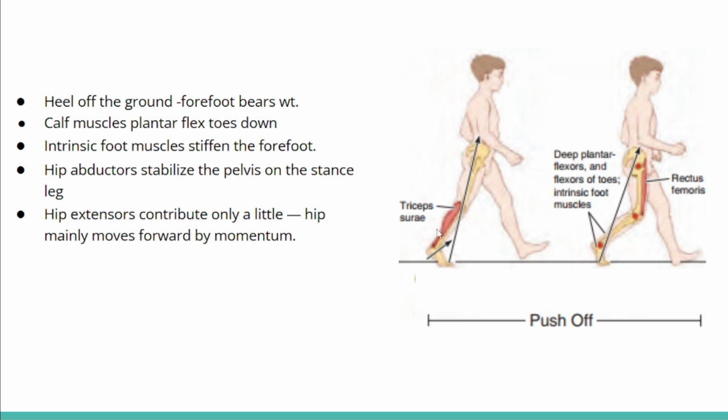So when the heel lifts off the ground, the forefoot needs to bear the body weight, and calf muscles plantar flex the toes down, and intrinsic foot muscles like abductor hallucis and long tendons like tibialis posterior and the long flexors of the toes stiffen the forefoot to bear the body weight. Gluteus medius, minimus, and tensor fasciae latae, like hip abductors, stabilize the pelvis on the stance leg so it doesn't drop on the swing side. In this phase, to move the leg forward, hip extensors do not contribute actively, but rather the hip mainly moves forward by momentum or passively.